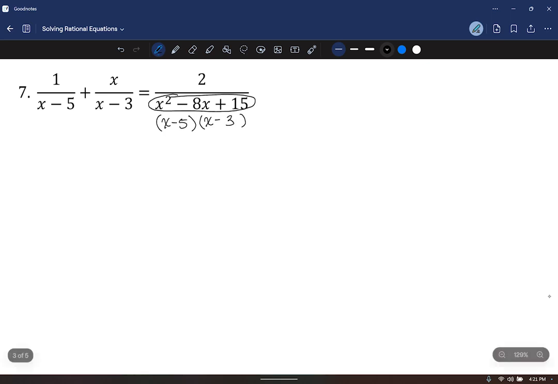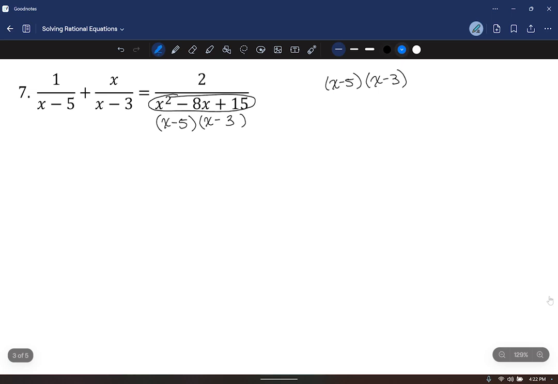So I see that I have a common factor of x minus 5 among all my denominators, and I have a common factor of x minus 3, and then there's nothing else. So my least common denominator would be x minus 5, x minus 3. In other words, to get rid of the x minus 5 on the bottom, I multiply every term by x minus 5. To get rid of the x minus 3 on the bottom, I multiply everything by x minus 3.